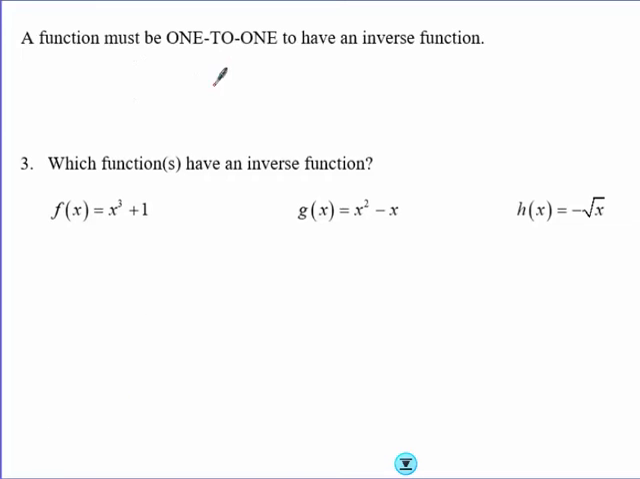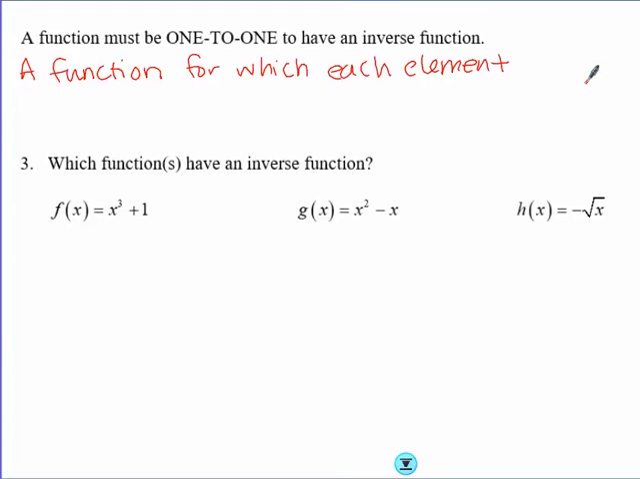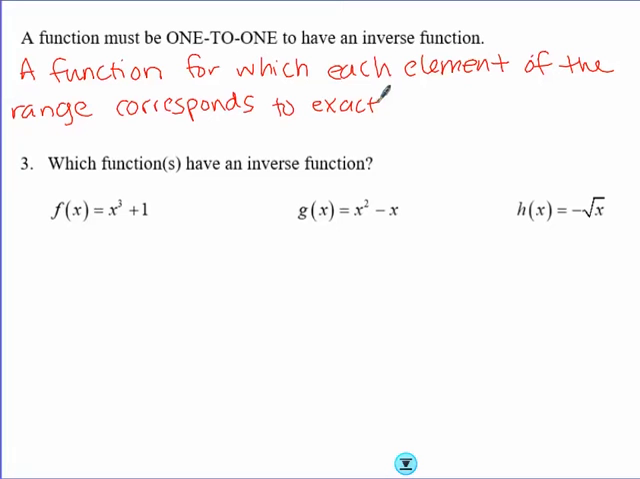The official definition for one-to-one is a function for which each element of the range, remember range is the y value, corresponds to exactly one element of the domain.